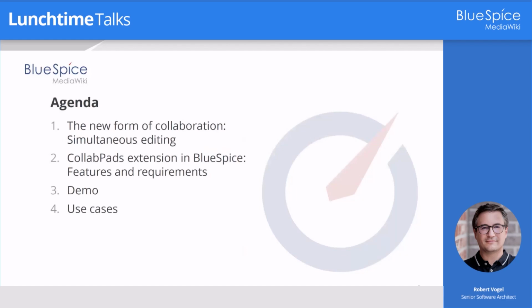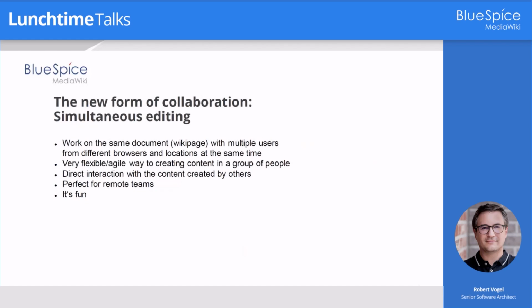So first of all, collaborative editing, or simultaneous editing as it would be better named, is when multiple people work at the same time on the same document and see each other's changes and can interact with each other. Currently, if two or more people edit the same page in the wiki at the same time, they will cause edit conflicts in the end, because the last one that saves will need to adapt his changes to the changes that somebody else did, for example.